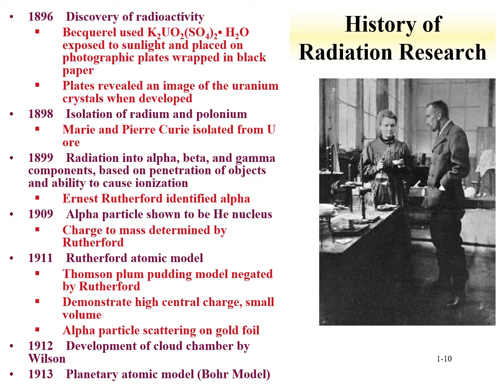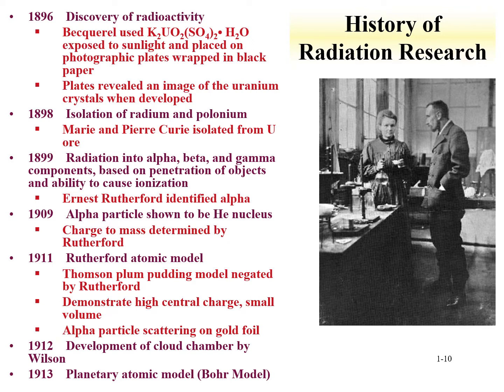In 1909, the alpha particle was shown by Rutherford to be the helium nucleus. He determined the charge to mass ratio, gaining more information on the alpha particle. 1911, the Rutherford atomic model. Thomson had a plum pudding model that was negated by Rutherford. They demonstrated a high central charge in a small volume, shown by alpha particle scattering on a gold foil.